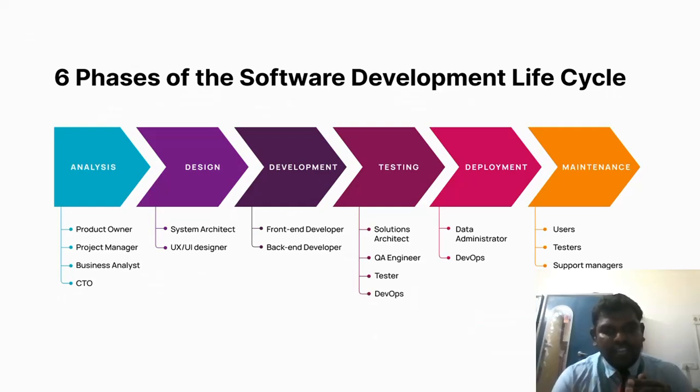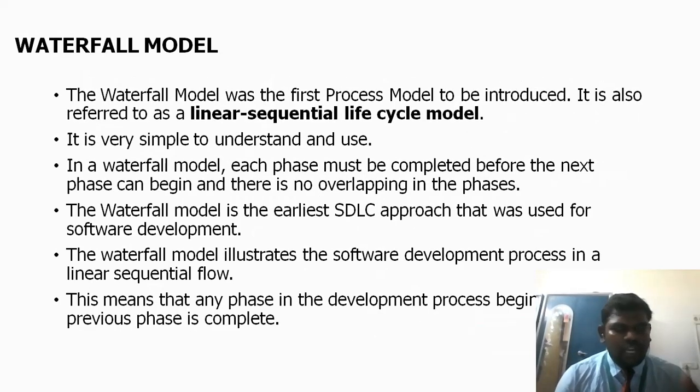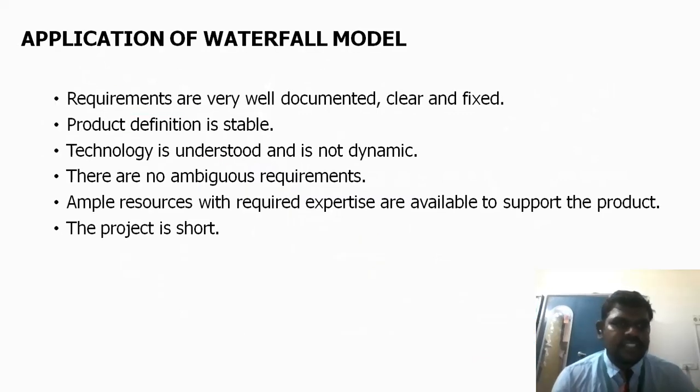Within SDLC, we have to discuss various models: the waterfall model, iterative model, spiral model, V model, and Big Bang model. In the waterfall model, we have to know it is a linear sequential life cycle model. In the waterfall model we follow these phases: requirements and definition, then system and software design, implementation and unit testing, integration and system testing, operation and maintenance.